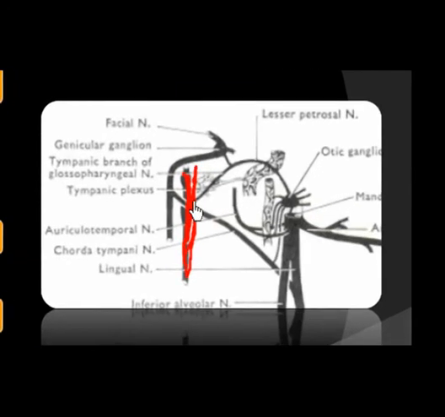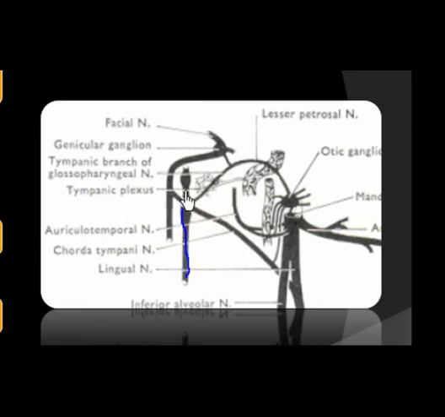The glossopharyngeal nerve gives a tympanic branch. This tympanic branch goes and forms a tympanic plexus here. From the tympanic plexus arises a branch called the lesser petrosal nerve. This lesser petrosal nerve relays into the otic ganglion. The postganglionic fibers from the otic ganglion enter the auriculotemporal nerve, and this auriculotemporal nerve carries these fibers to the parotid gland. We'll see the course again, this time in blue color.